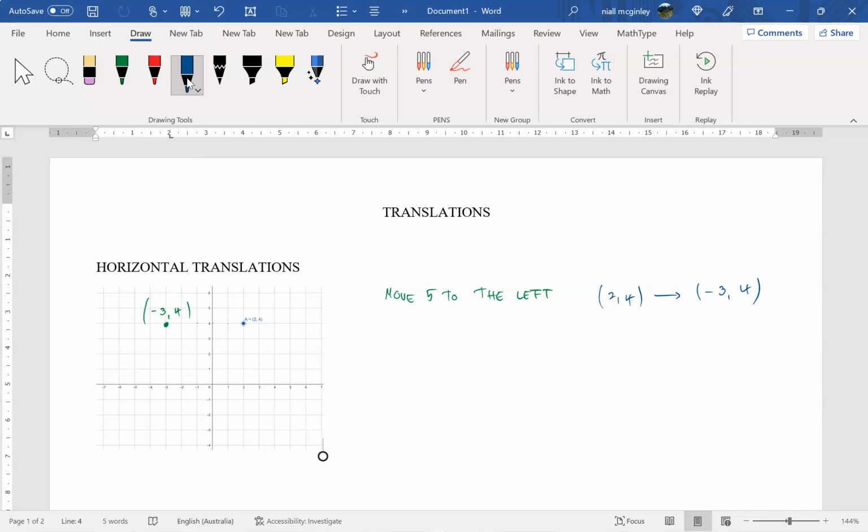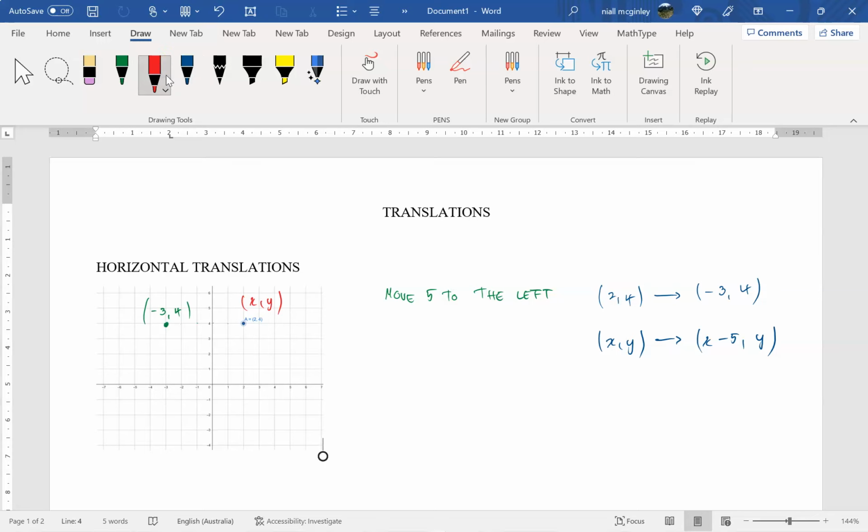So we want to think about this in more general terms. We can think of this point, instead of what it actually is, as (x, y). If we were going to move that point (x, y) 5 to the left, what it would become is (x - 5, y). And this is how we find out how to use function notation. When you transform a point into another point under transformations, we call that the image. So the image of (x, y) would be (x - 5, y).